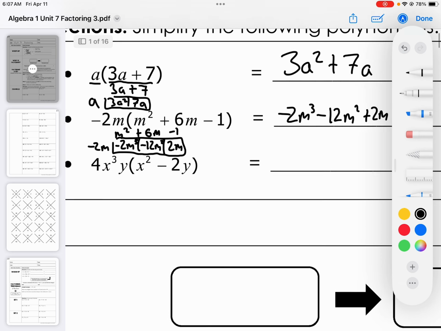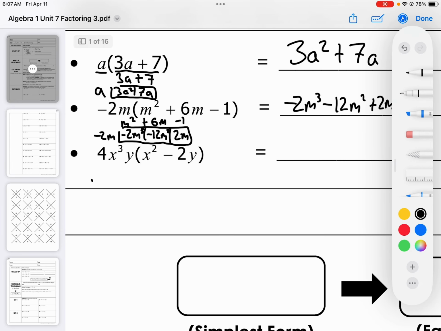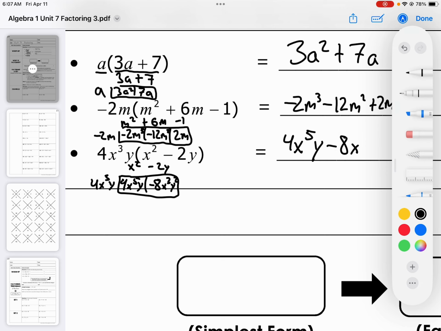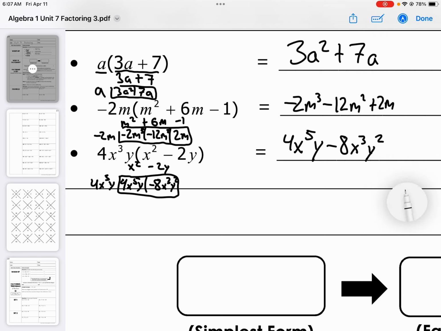Okay. And finally, we'll multiply this one. This is 4x cubed y times x squared minus 2y. So multiplying these together, this would give me 4x to the 5th y, and then negative 8x to the 3rd y squared. So hopefully that looks familiar to you, because this is what we were doing in our last unit, just a quick refresher to help you re-familiarize yourself with it. So that was what we were doing in our last unit.